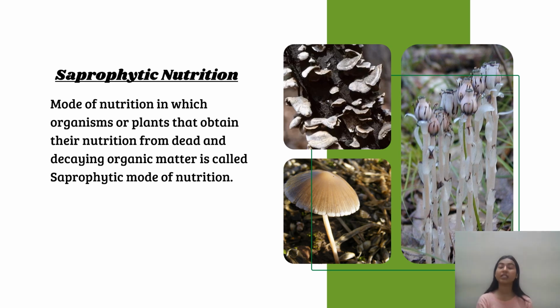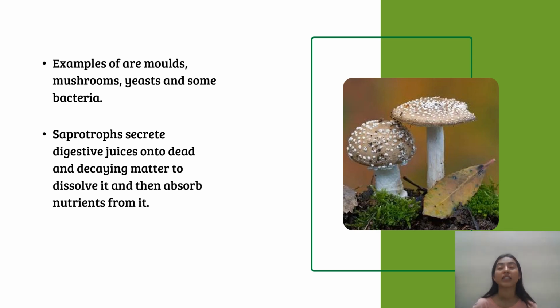Next, let's talk about the saprophytic mode of nutrition. This mode of nutrition, in which organisms or plants obtain their nutrition from dead and decaying organic matter, is called saprophytic mode of nutrition. What happens here is that the organisms feed on the dead and decaying matter. For example, mushrooms use the dead and decaying matter as a source of their nutrition. Examples are moulds, mushrooms, yeast, and some bacteria. Saprotrophs or saprophytes secrete digestive juices onto dead and decaying matter to dissolve it and then absorb nutrients from it.